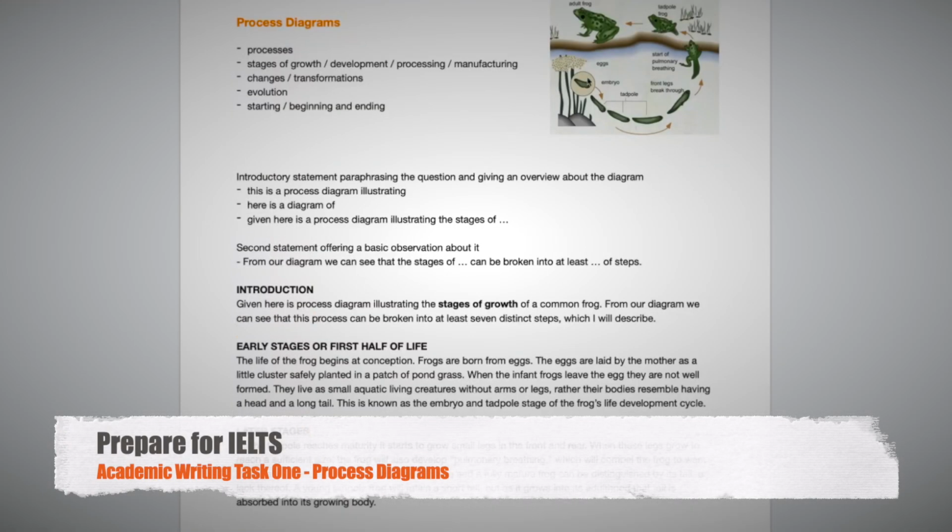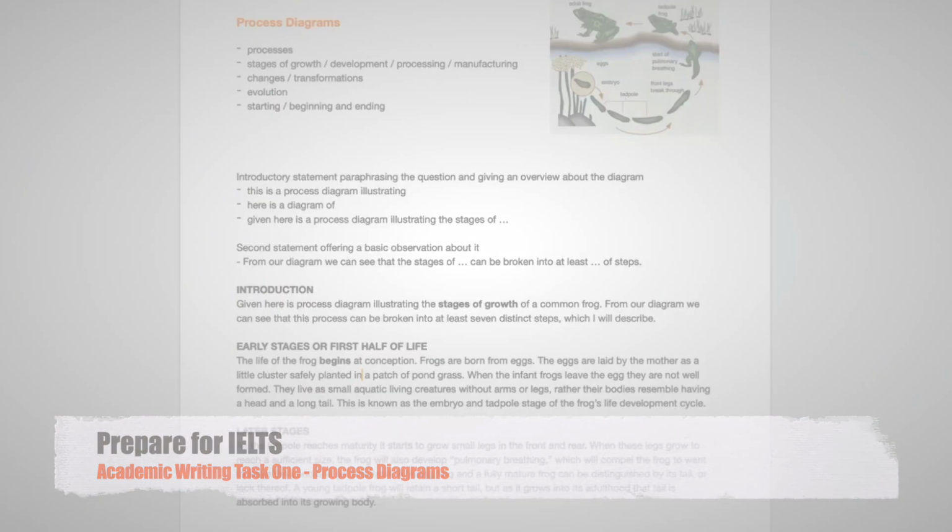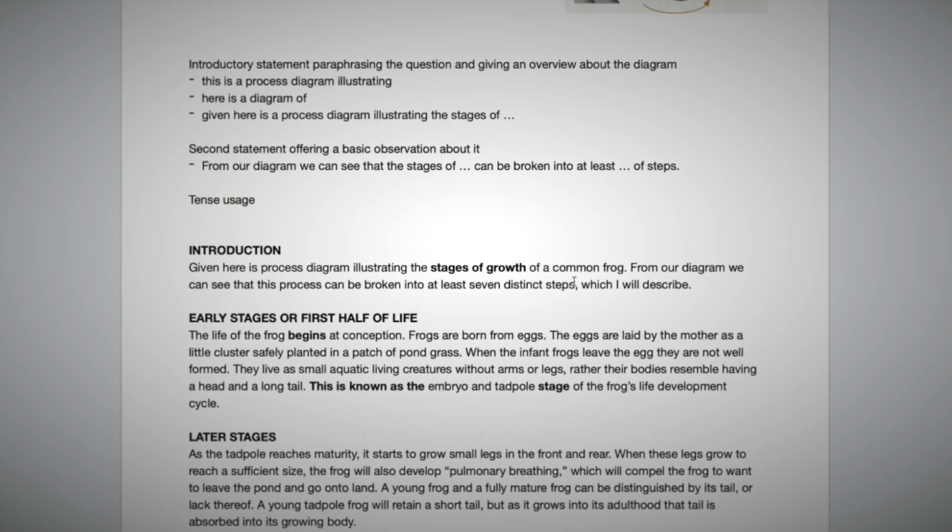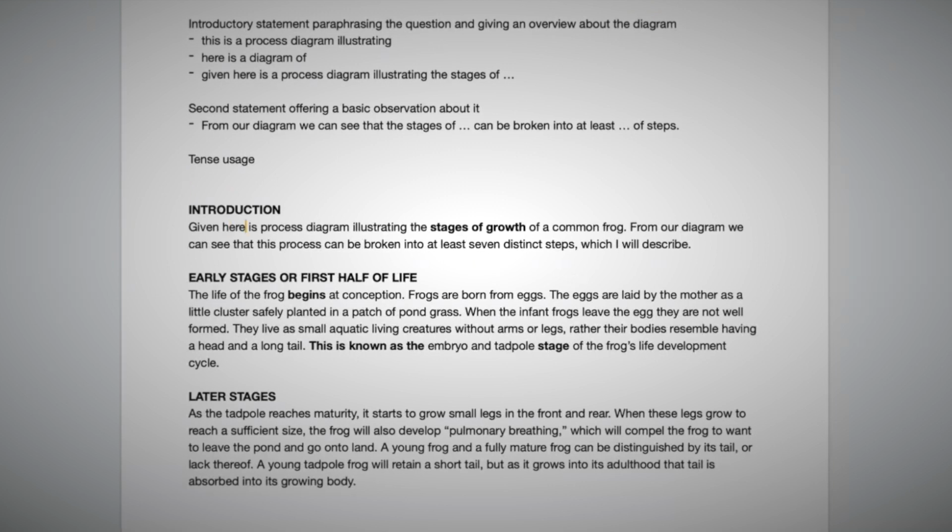So we see 1, 2, 3, 4, 5, 6. 3 stages here. Beginning. I believe it is all given in the present simple. Given here is the process diagram. Begins at conception.